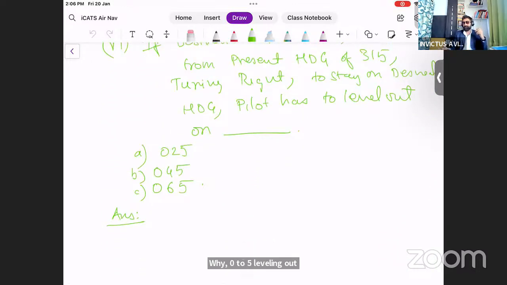We will move right side, towards the right, and 025 will come first. First with respect to what? With respect to 045, required heading. Very good. दो सही वर्ड्स बोले आपने। समझ आ रहा है कि नहीं आ रहा? Yes, sir.